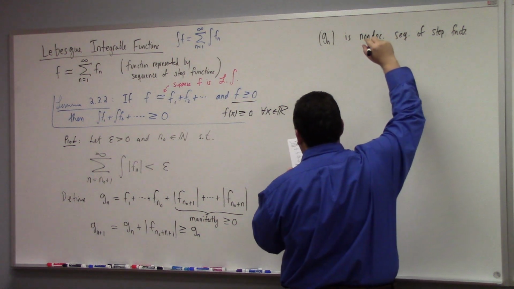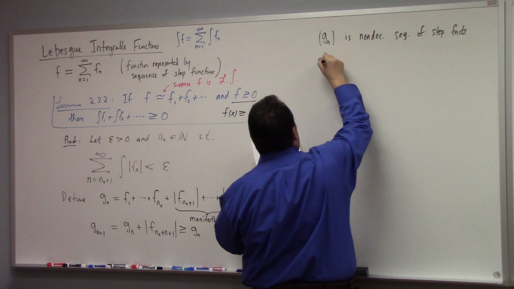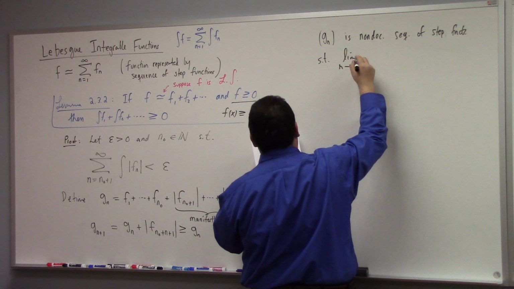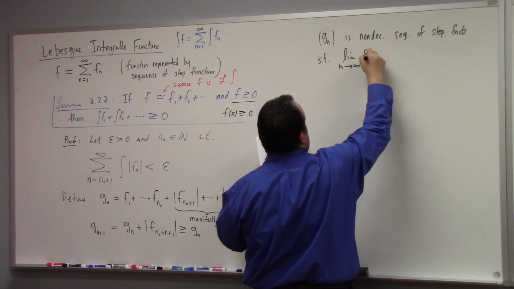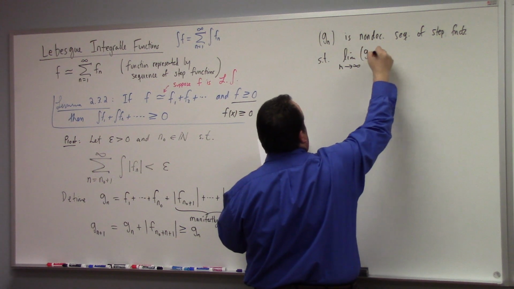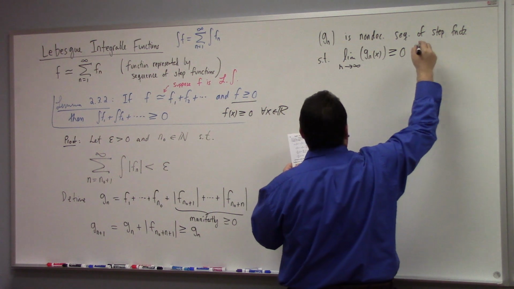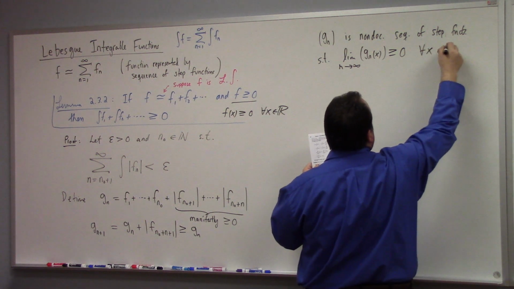And then what? Such that what? He says such that the limit as n goes to infinity of Gn of x is greater than or equal to 0 for all x in R. Why is that true?